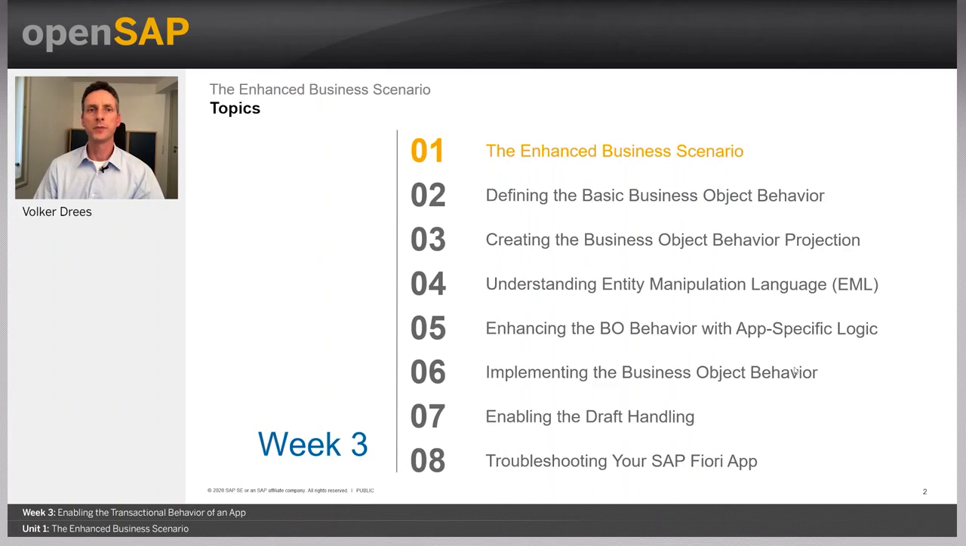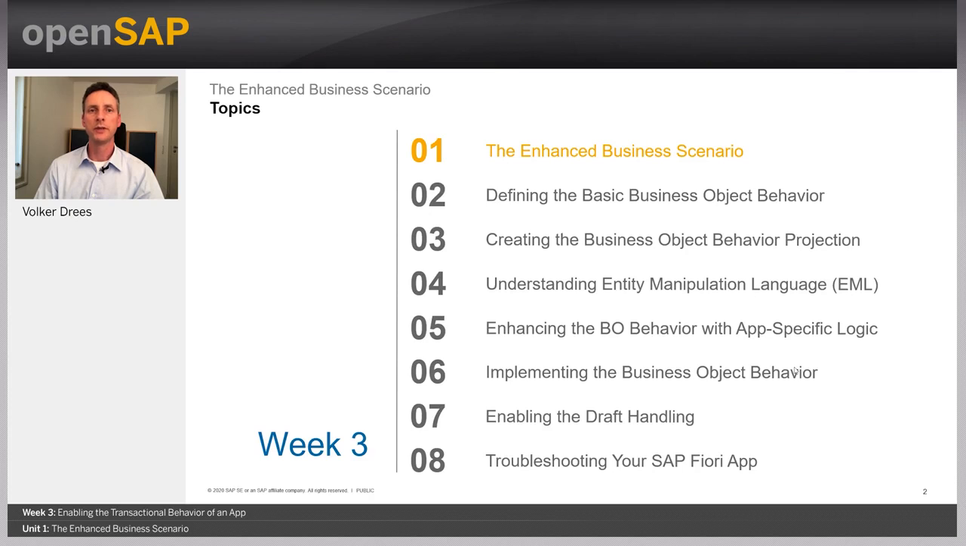In the previous week, you learned how to build a read-only travel list report app step by step. You also learned how to create the CDS data model, the data model projection, and how to enrich it with UI semantics. Furthermore, we've showed you how to expose your CDS data model as an OData service and how to consume it using the SAP Fiori Elements app preview.